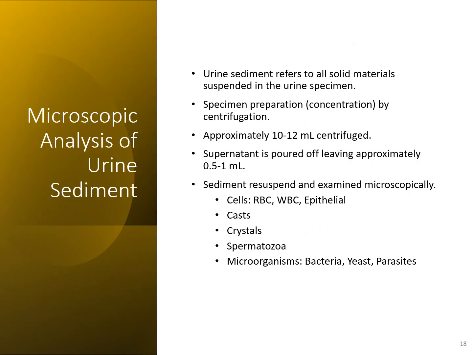When we look at the microscopic analysis of urine, what we do is take the urine specimen and put it into a special centrifuge tube. It's usually a plastic tube, and then it gets spun down at a high speed. What it's going to do is concentrate that urine, so all of those elements in the urine are pushed down to the bottom, and this is referred to as urine sediment. After you centrifuge it, you pour off the top part, or the supernate, and that leaves the concentrated sediment at the bottom.